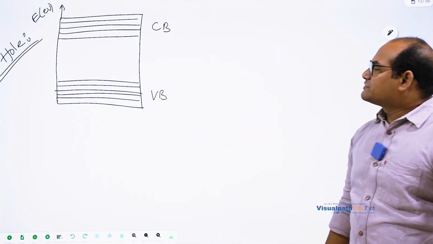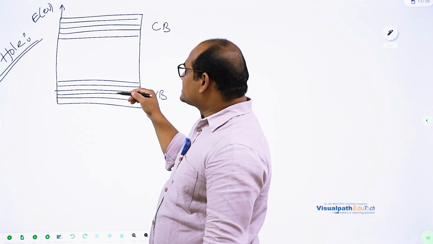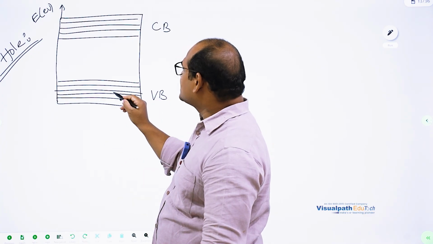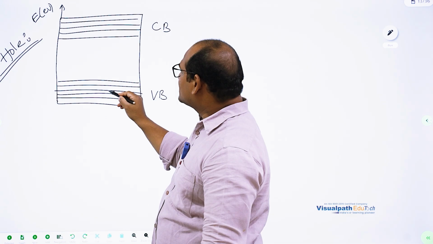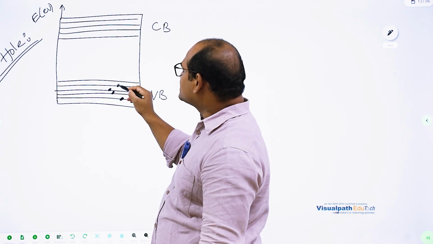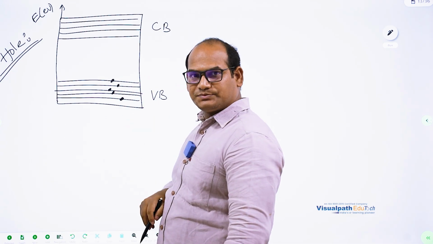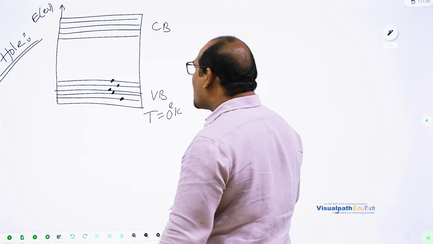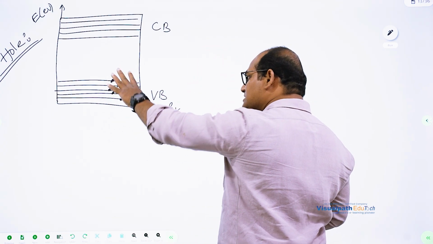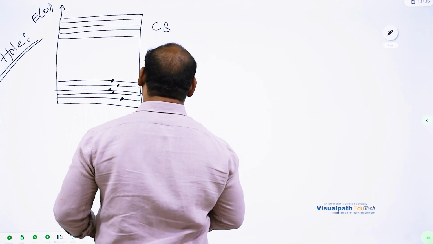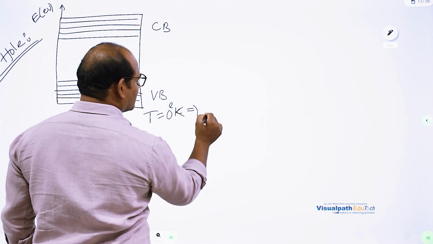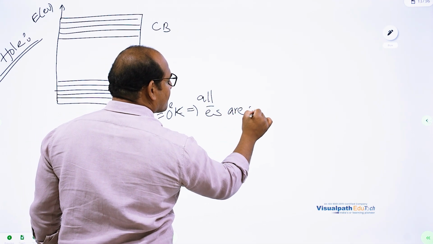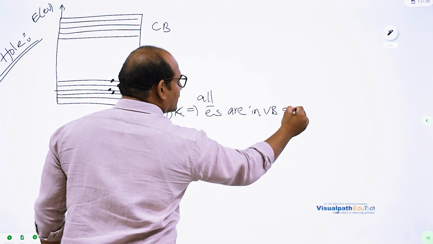Okay, so you see this one very carefully. As I said earlier, each energy level is for one electron only. So here one electron is there, here another electron, here another, and here one more electron is there. At T equal to 0 degrees Kelvin, all electrons are in valency band only.